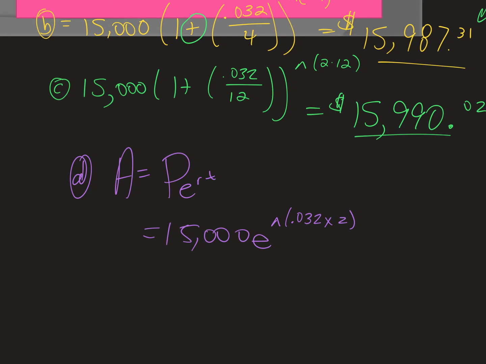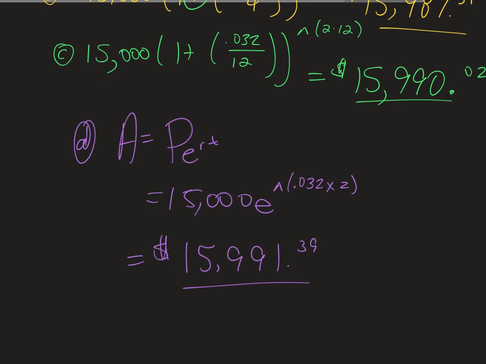You will absolutely have to have a calculator for your test. For your quiz, I mean, you could possibly pass it, but you won't get these problems 100% correct if you don't have a calculator, because you can't do this in your head or on paper. So if you don't have one, try to figure out where you can borrow one from. 0.032 times 2. What'd you guys get? 15,991.39. Compare all four of these numbers.